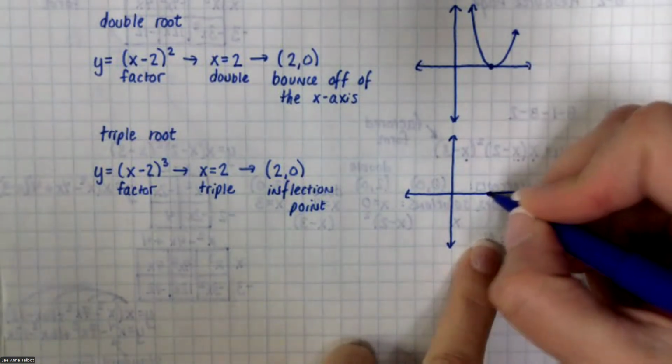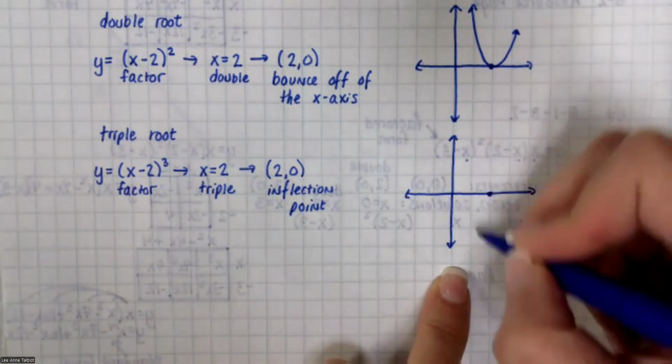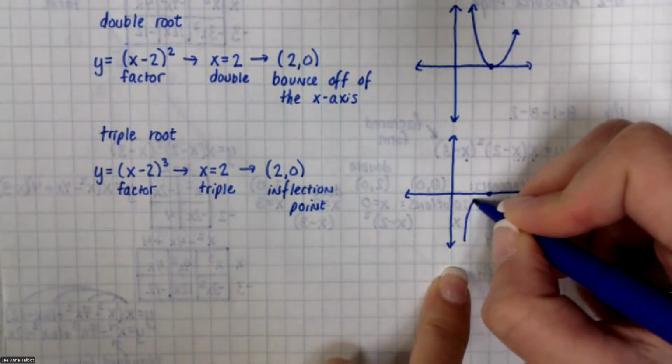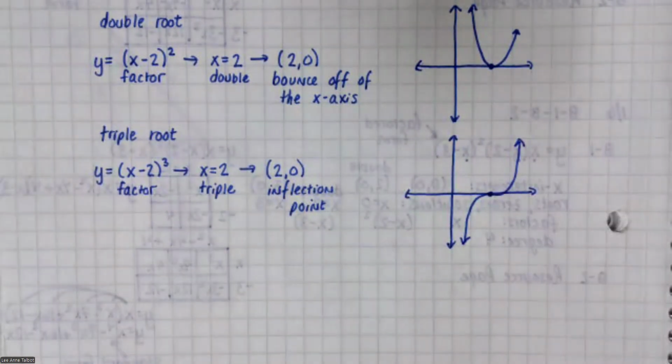So you put your dot at (2, 0). You can come up from the bottom or down from the top. It doesn't matter. But what matters is that you flatten out at that point and then continue on.